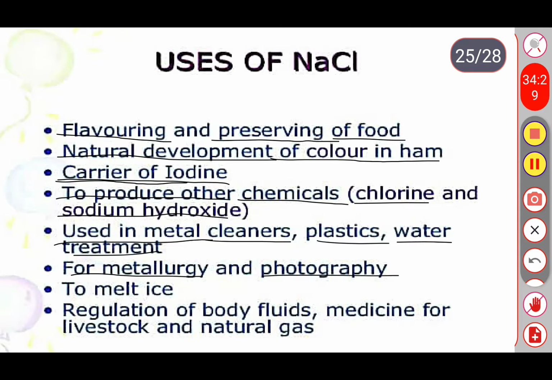Next one, to melt ice. What kind of salt are we going to use to melt the ice? Sodium chloride. Next one, regulation of body fluids, medicines for livestock and natural gases. So sodium chloride is one of the most important salts that we are using as an essential requirement of our food. Second one, in the preservation of food. Third one, in curing fishes and meats.